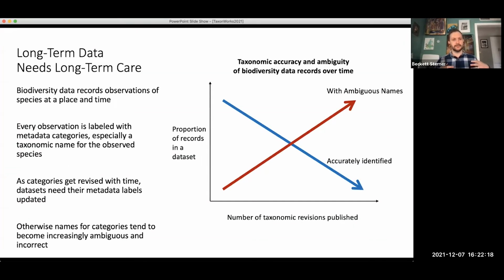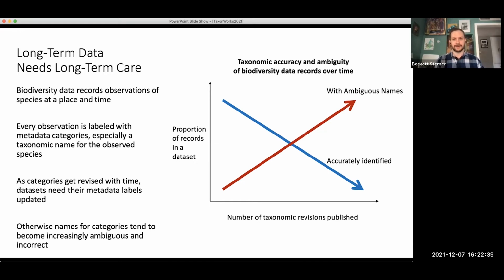So given that we want to make this data reusable and that we need to pool it from all of these different sources and times and places, one of the other things that's really important to consider is that if this data is supposed to be reusable for the long term, right, and that's really the motivation for a lot of specimen collections in particular, it also needs long-term care.